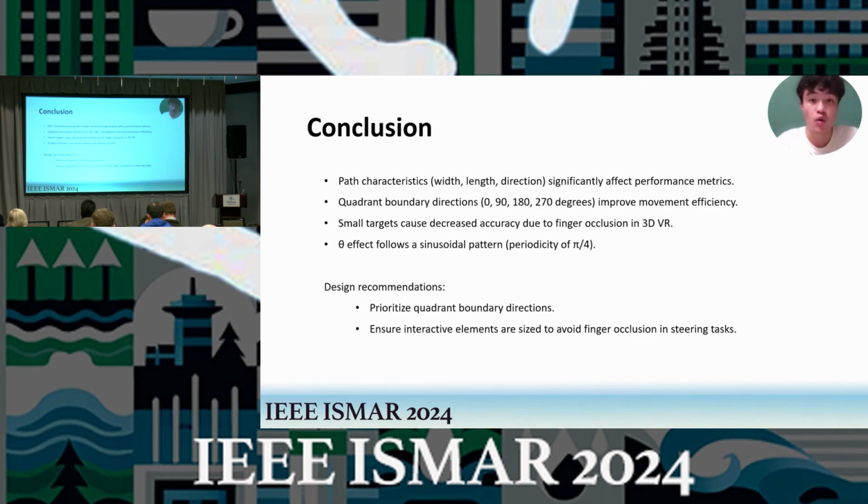In conclusion, our model demonstrates that path characteristics such as width, length, and especially movement direction significantly impact steering performance in virtual environments of users. The theta model provides a strong predictive framework for understanding these effects and can be used to optimize the design of virtual interfaces. Future VR applications should prioritize certain directions, such as quadrant boundaries, to improve users' efficiency.